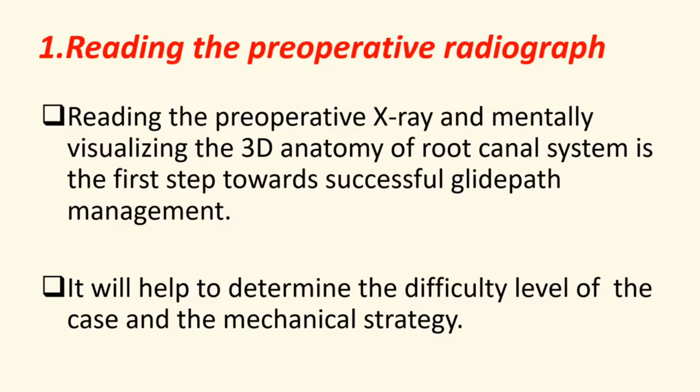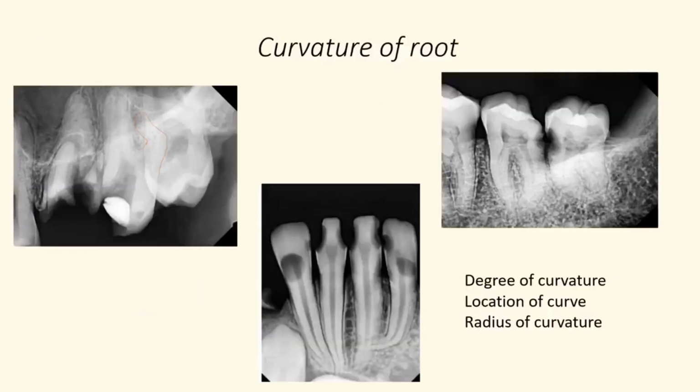Reading the preoperative radiograph and mentally visualizing the 3D anatomy of the root canal system is the first step towards successful glide path management. It will help to determine the difficulty level of the case and the mechanical strategy. I will suggest you read at least these following points in the radiograph before starting any root canal treatment. First is the curvature of the root.